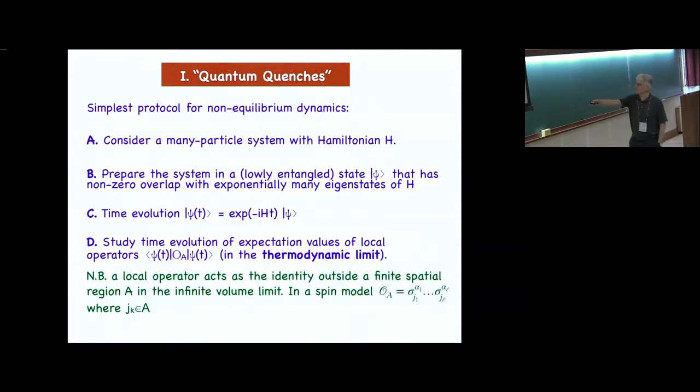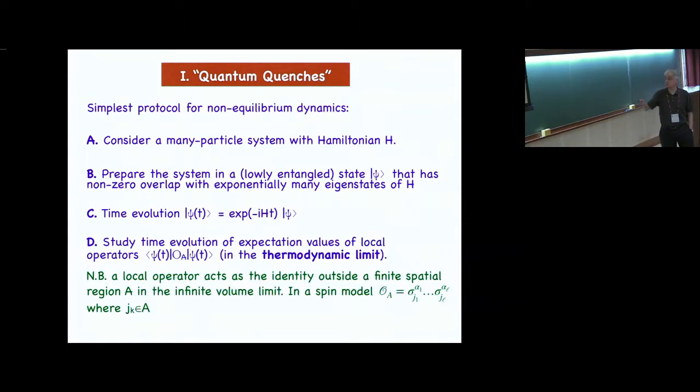Now, what's a local operator? A local operator I define to act as the identity outside a finite spatial region in the infinite volume limit. So let's think about some quantum spin system in d dimensions, if you wish. Then a local operator would be a string of spin operators on sites of my quantum spin system, but all the sites would be in some finite spatial region, in the thermodynamic limit. So such operators are local. And locality is a key concept in everything that follows.